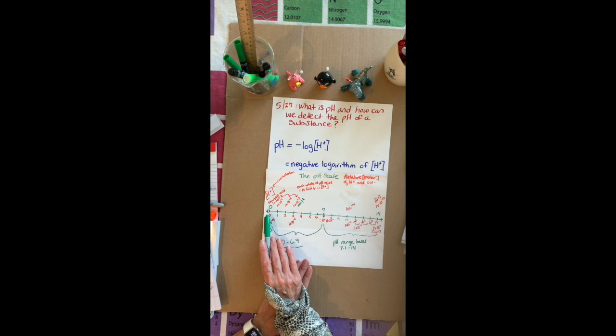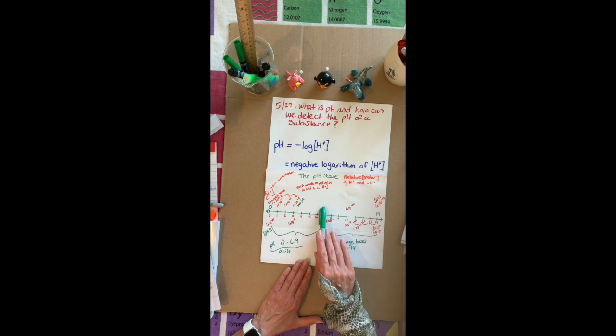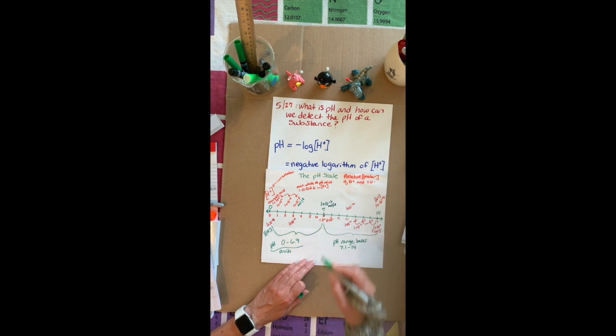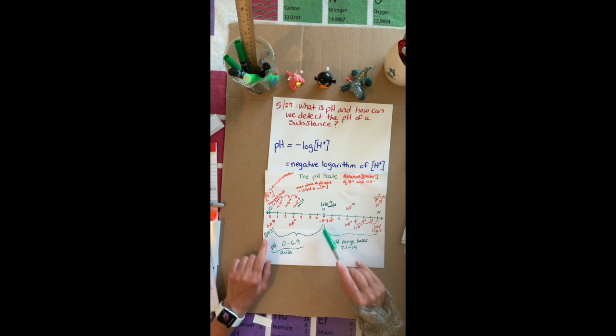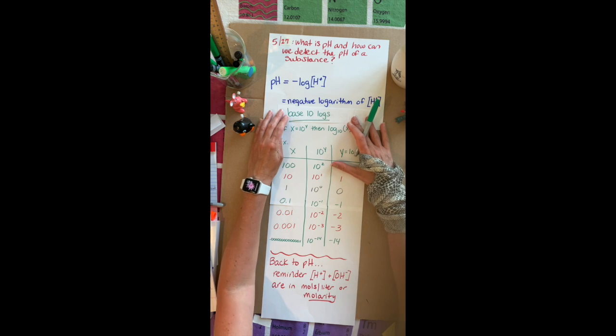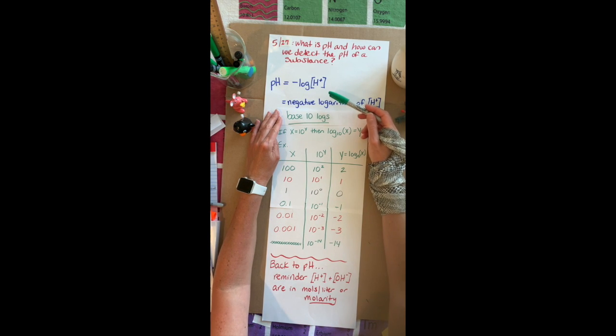So, our pH scale ranges from 0 to 14. 7 is neutral, where we have equal hydrogen and hydroxide ion concentration. And that was 1 times 10 to the negative 7 moles per liter for a neutral substance. Okay, so let's talk about this pH definition a little bit more.